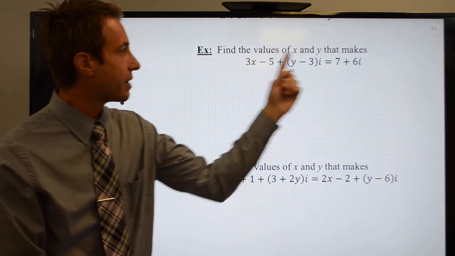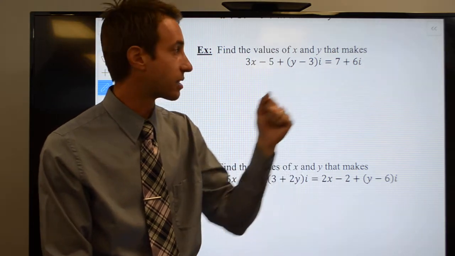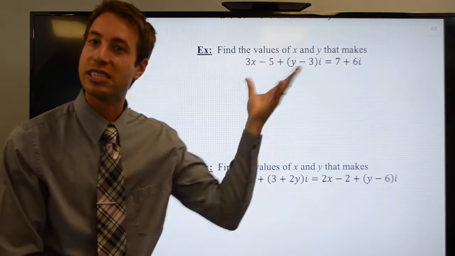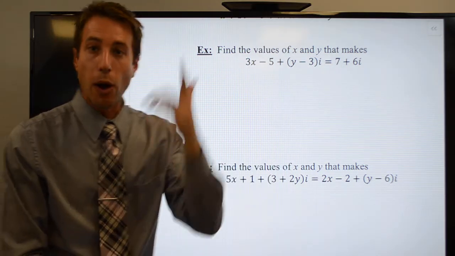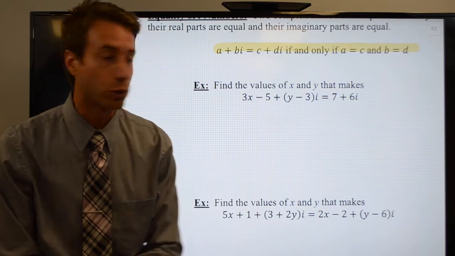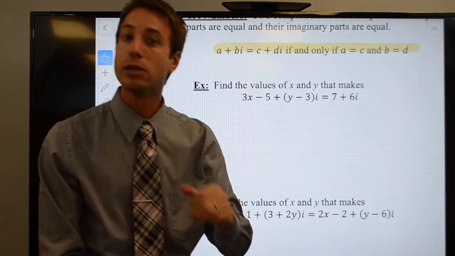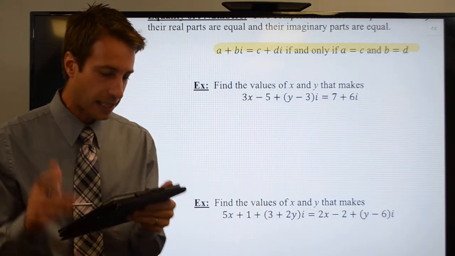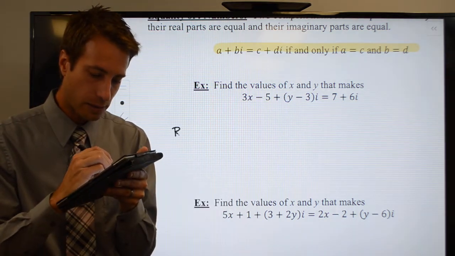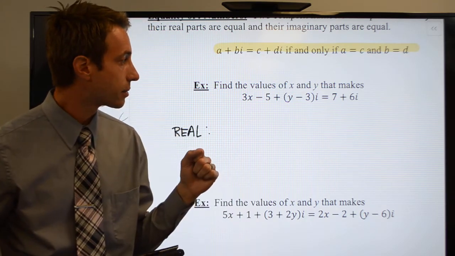I want you to find the values of x and y that make these complex numbers equal to each other. Please notice, I've got a complex number here. So we're looking for the values of x and y that make these two sides of the equation, these two complex numbers, equal to each other. Based on my definition, which was right up here, the only way that two complex numbers can be equal to each other is if the real parts are equal and if the imaginary parts are equal. So that's exactly what I am going to do.